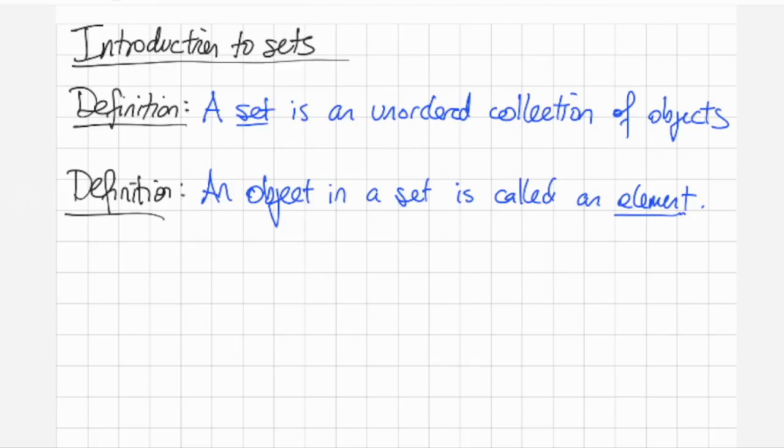Welcome back. In this video, we'll be talking about the concept of a set. Let's start off with two definitions. A set is an unordered collection of objects. And an object in a set is called an element.